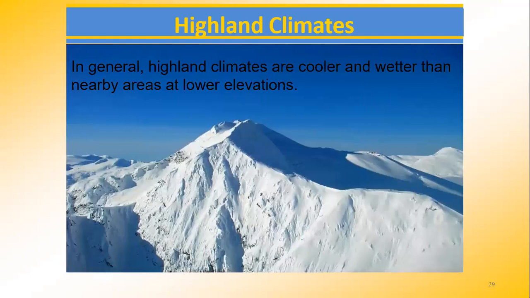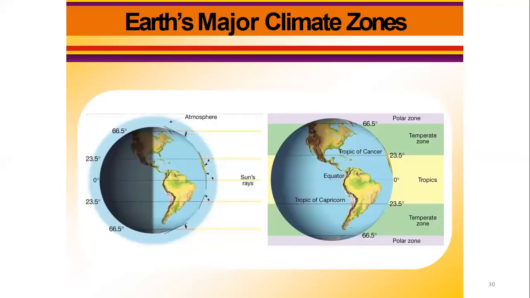In general, highland climates are cooler and wetter than nearby areas at lower elevations. We already know that if you are on higher land, it is going to be cooler. Hill stations are the most preferred vacation destinations in India during the summers, because the temperature is cooler than at lower elevations.